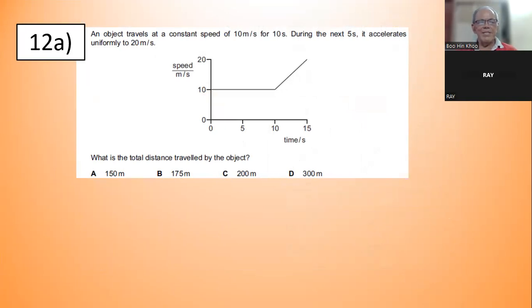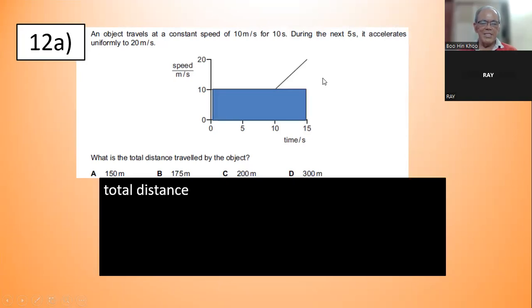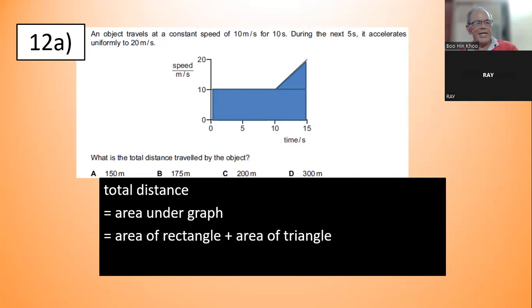An object travels at a constant speed of 10 meters per second for 10 seconds. During the next 5 seconds, it accelerates uniformly to 20 meters per second. Uniform velocity, then uniform acceleration. You should be able to read the graph. What's the total distance traveled? You can divide it the way you want to. It's the area under the graph, so area of rectangle plus area of triangle.